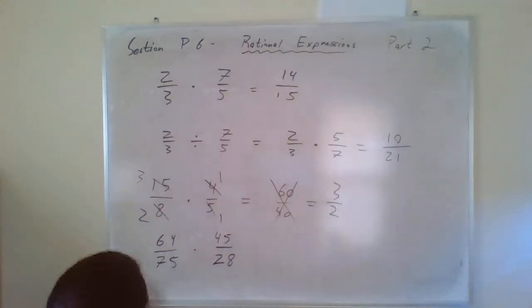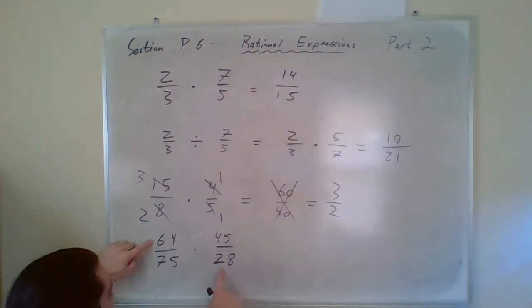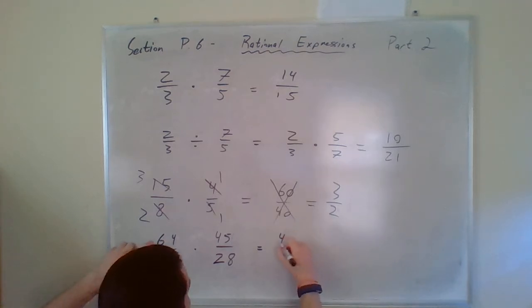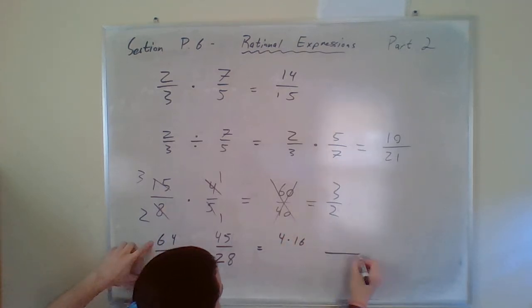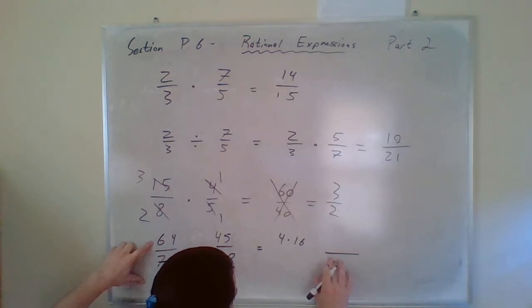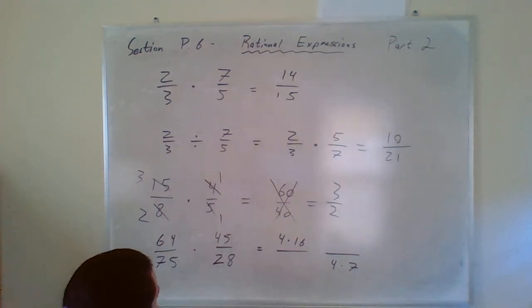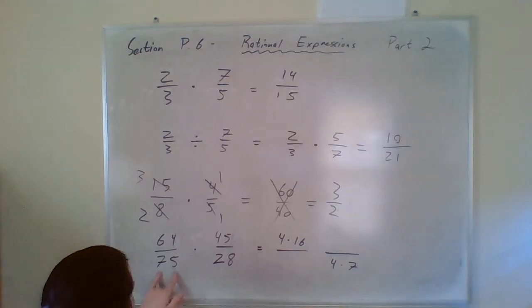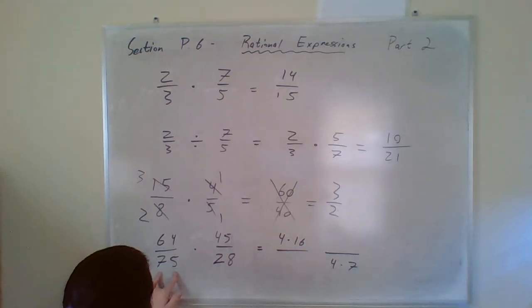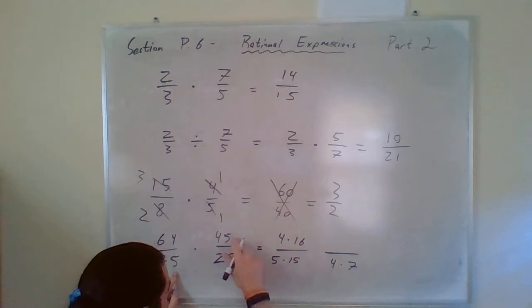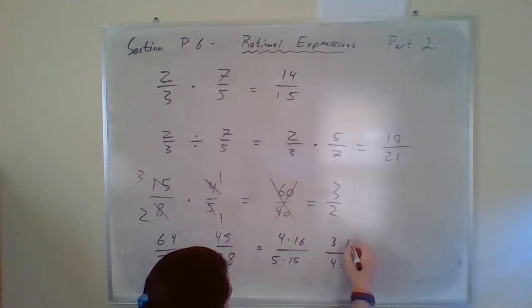So here I see the 64 and the 28, and I think those each have a 4 in them. So 64 I'll write as 4 times 16. The 28 I'll write as a 4 times 7. I could factor these more. I'm just trying to pull out what's the most clear. 75 is, what was that, 5 times 15? 45 is 3 times 15.